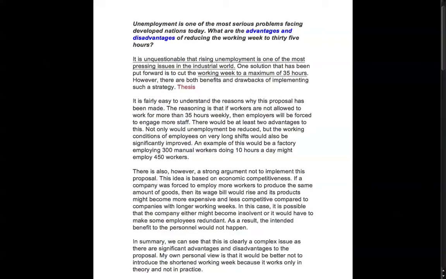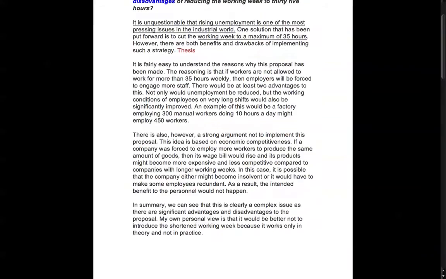Not only would unemployment be reduced, but the working conditions of employees on very long shifts would also be significantly improved. An example of this would be a factory employing 300 manual laborers doing 10 hours a day might employ 450 workers. So there we have a very clearly structured paragraph with a very specific example at the end.